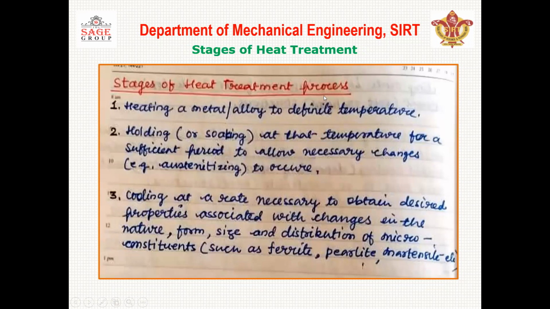Now, the stages of the heat treatment processes. There are three stages: first is heating, second is holding or soaking, and third is cooling. In the first stage, heating, the metal or alloy is heated up to a definite temperature. In the second stage, it is maintained for some period of time at the constant temperature. And third is cooling, at a rate necessary to obtain desired properties associated with changes in the nature, form, size, and distribution of microconstituents such as ferrite, pearlite, and martensite, etc.